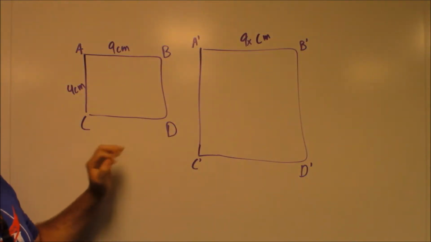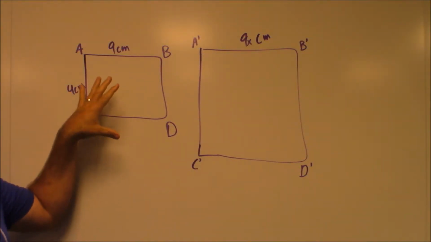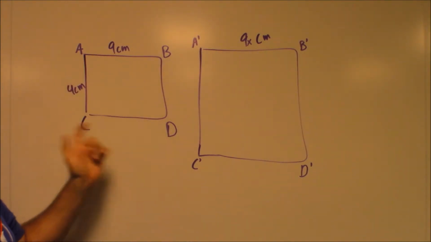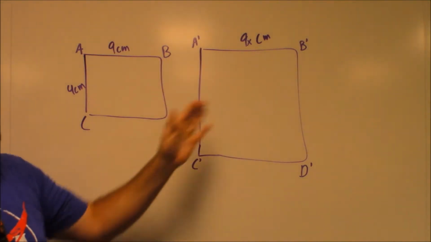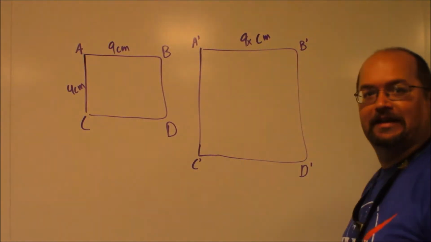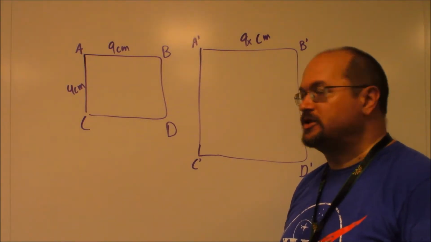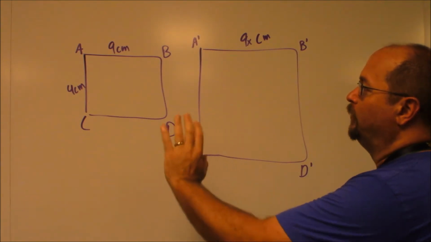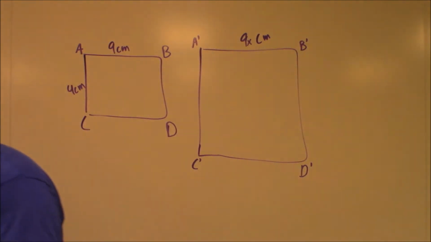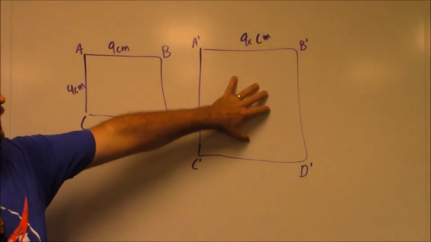So in this problem, a little bit different because we're not on a coordinate plane, but we are dilating from this rectangle, this ABCD rectangle, to this A'B'C'D' rectangle. And we're not actually given the value of the scale factor, which makes this even a little bit more challenging. But we're asked to come up with a formula to find the area of this new rectangle.